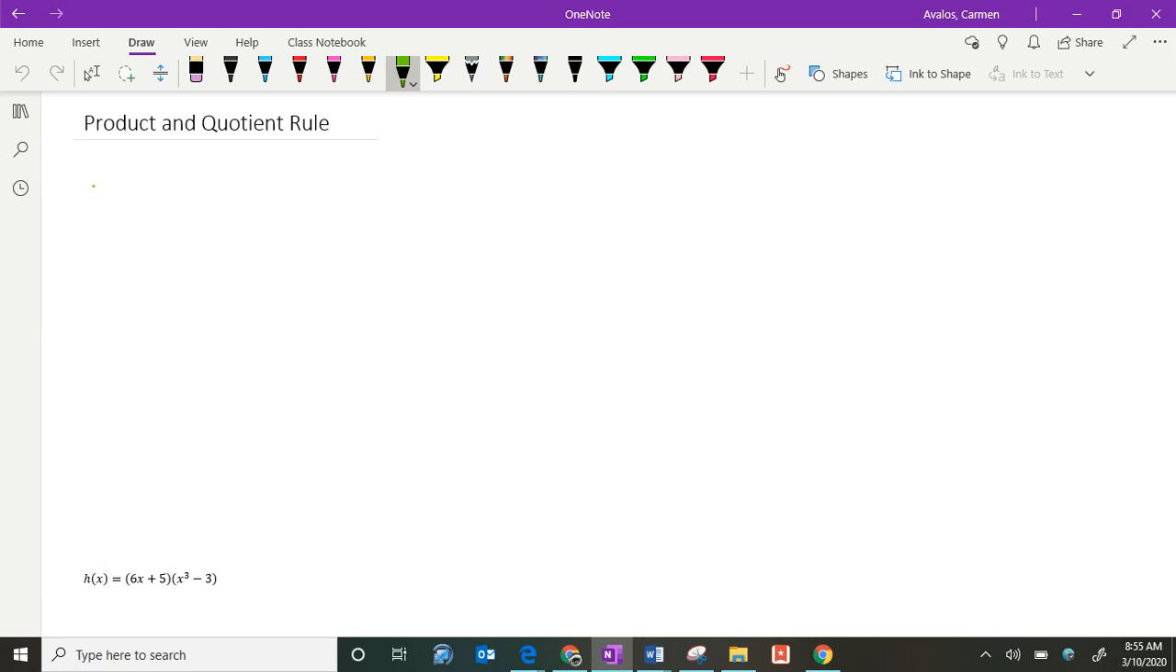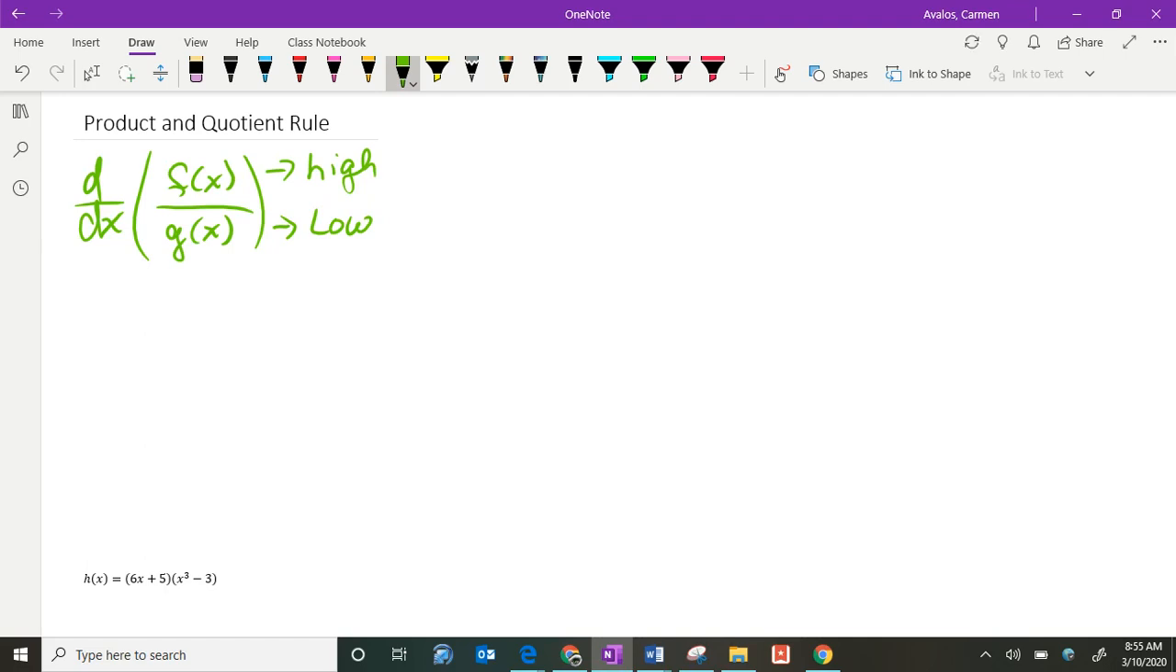So what we're saying here is we're going to take the derivative of a function f of x that's in the numerator and a function g of x that's in the denominator. That's really what it's going to look like. This one here is going to be high and this one here is going to be low. There's a couple of ways to remember that. One of the ways is low d high minus high d low over low squared.